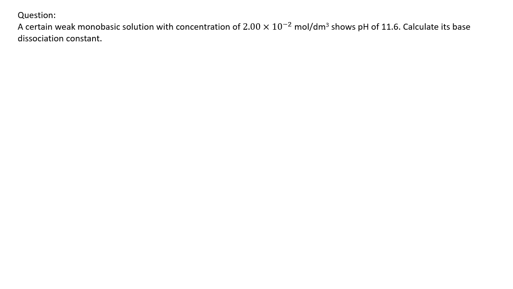Today we will go through a question under the topic of basic solution. The question is as follows. A certain weak monobasic solution with concentration of 2 times 10 to the power of minus 2 mole per dm cube shows pH of 11.6. Calculate its base dissociation constant.